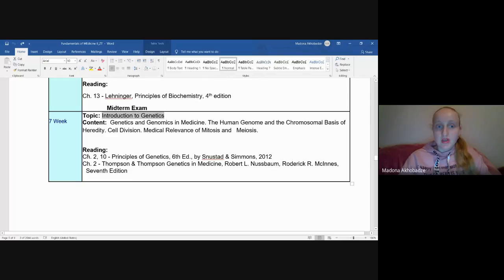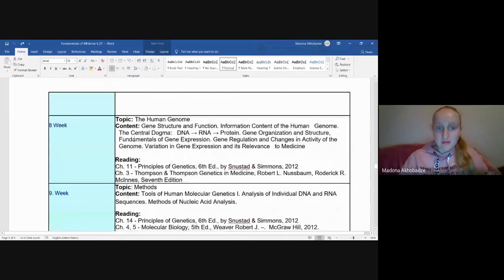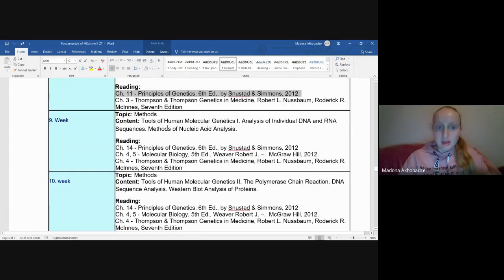Use chapters 2 and 10 out of the Principles of Genetics. So like this. Then chapter 8, the human genome. Use chapter 11 from this Snustad and Simmons. Then methods, which is the 9th and 10th week. This is just chapter 14, one chapter out of Snustad and Simmons again.